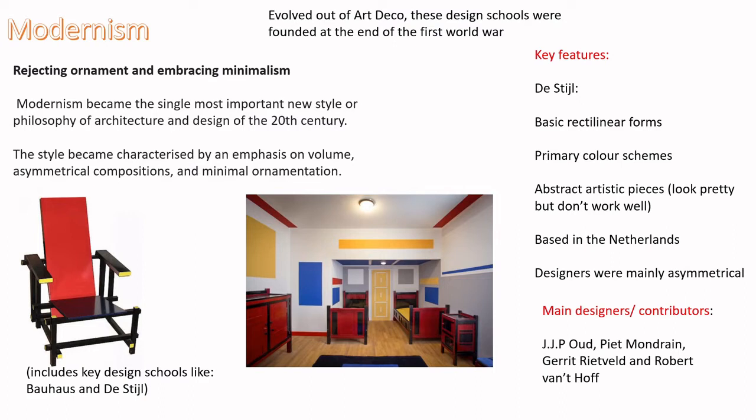All right. So modernism is described as the single most important new style or philosophy of architecture and design of the 20th century. They like the idea of volume, asymmetrical compositions, and minimal ornamentation. The first one, which we're currently looking at, is De Stijl, which is Dutch, for the style. I know my Dutch is terrible. That's the only Dutch words I know, because why would I know anything else? So you may have seen these before. They really like basic rectangular forms and straight edges. It's all primary colours, and they like abstract pieces.